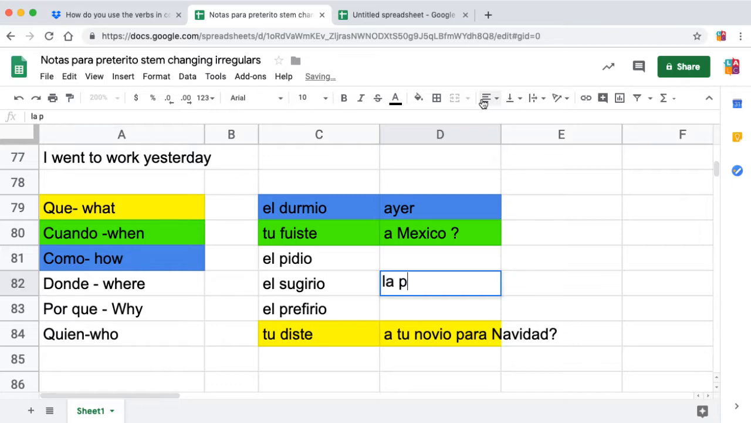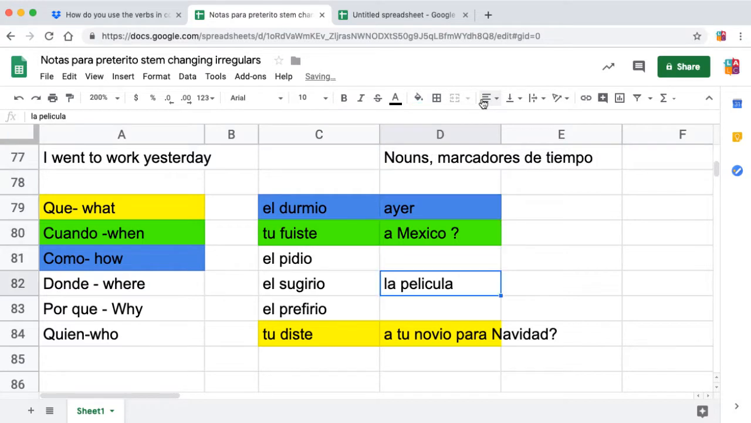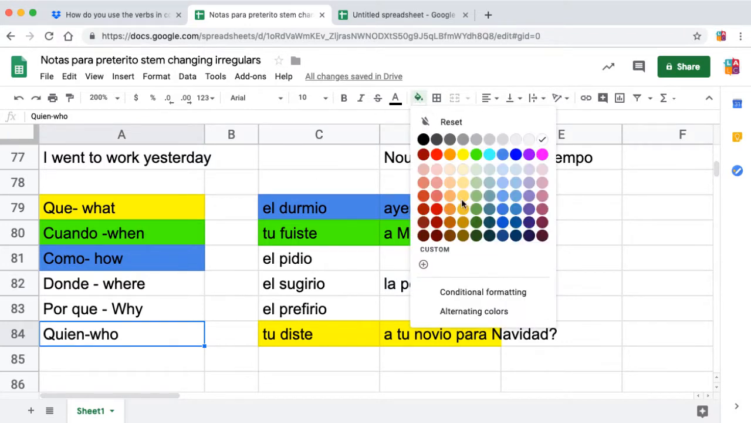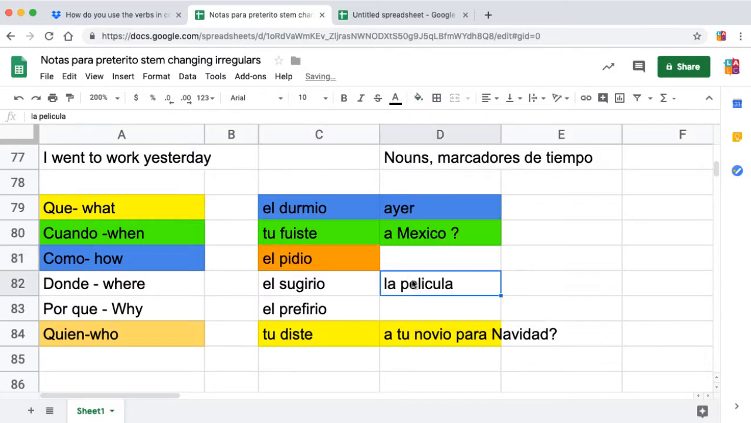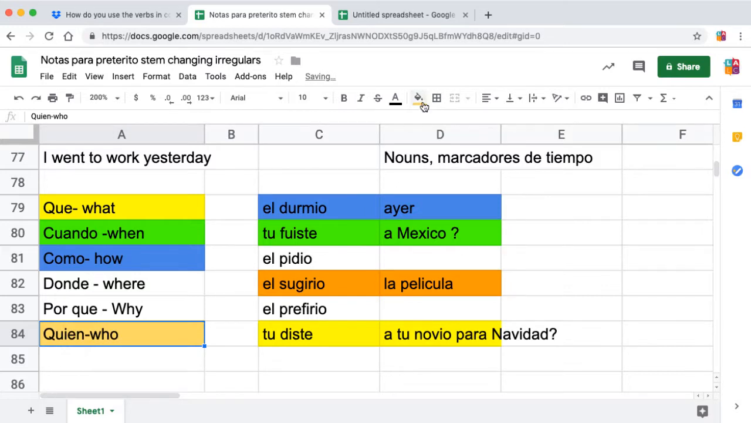¿Quién sugirió la película? You see, and this is the nouns and marcadores de tiempo, that I want you to know because they are very key to form and to speak it. Okay, so what I was saying, ¿quién sugirió? Just changing in color so you can join them. ¿Quién sugirió la película? Who suggested the movie? So can you do that for each verb, please?